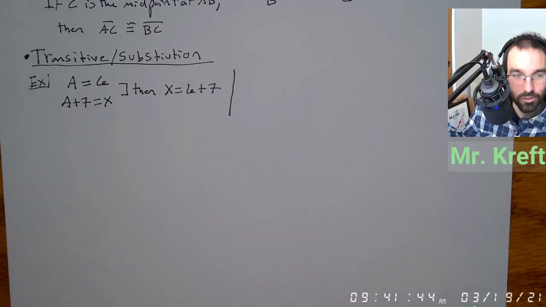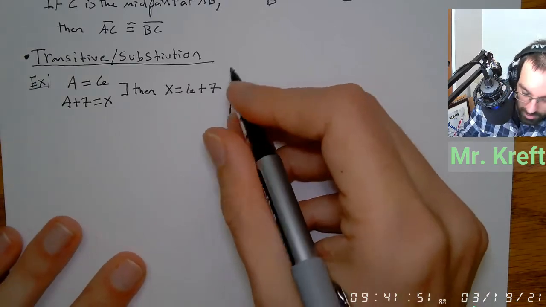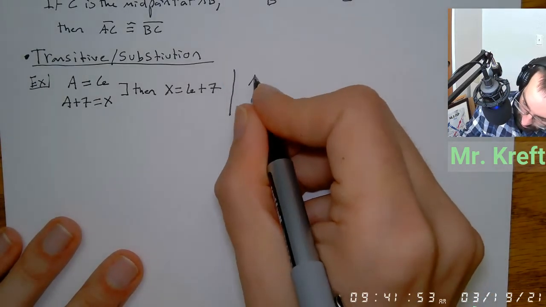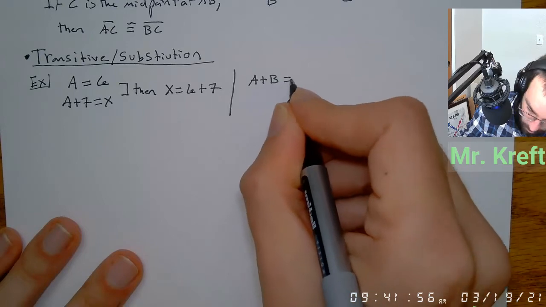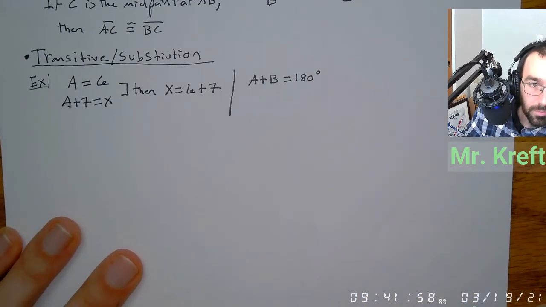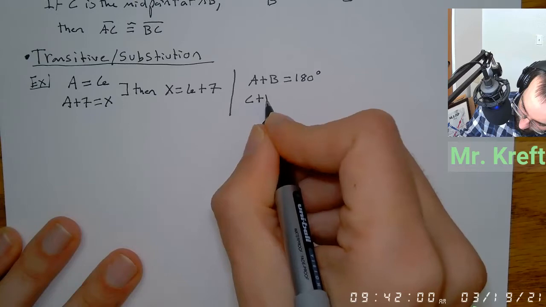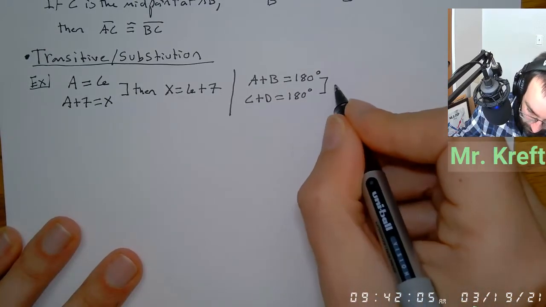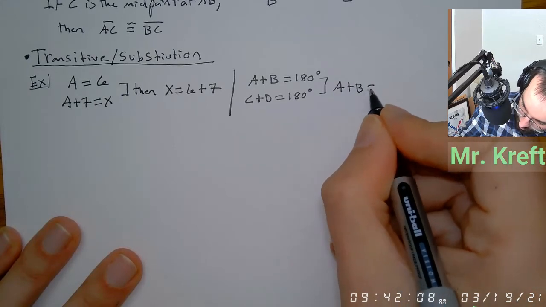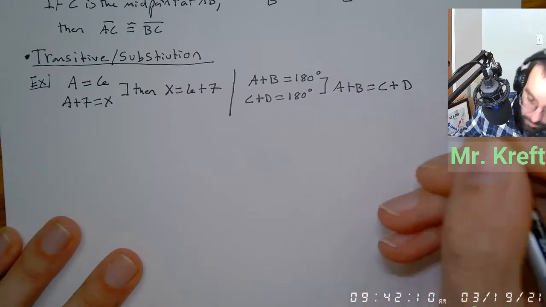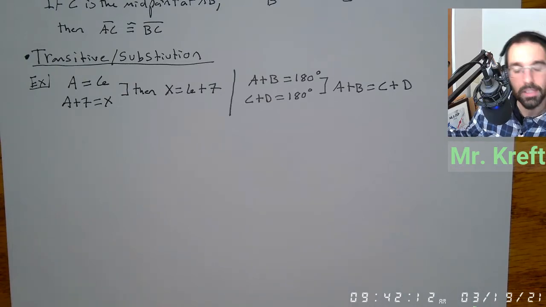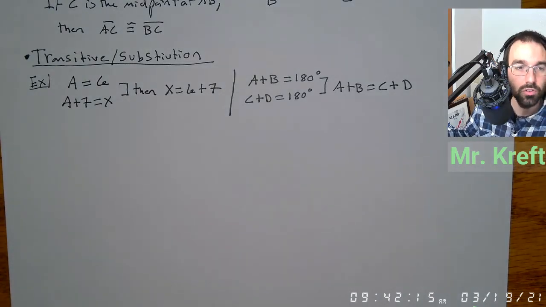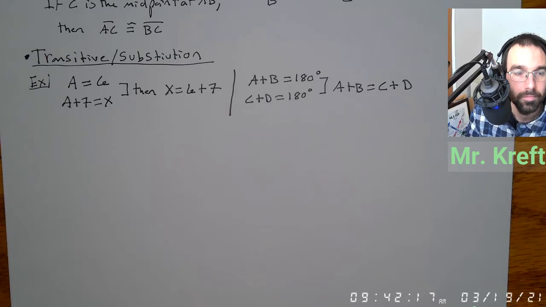And with big ideas, you can try it and check your answer and see if you're right or wrong. You have unlimited checks, so it's not a big deal. Another example would be if you had A plus B equals 180 degrees, and C plus D equals 180 degrees, then A plus B equals C plus D. I'm just trying to give common examples of these. Obviously, there are different examples.